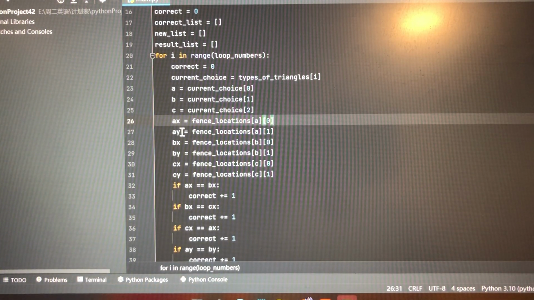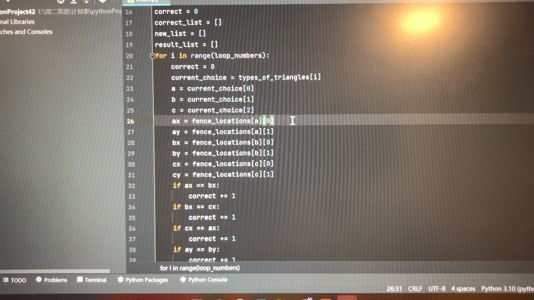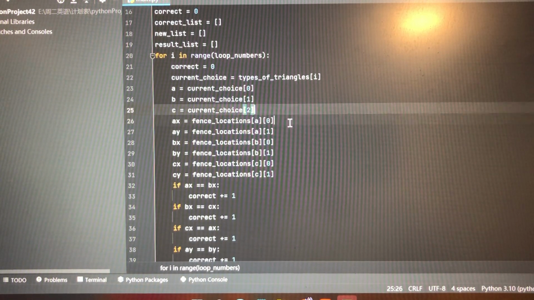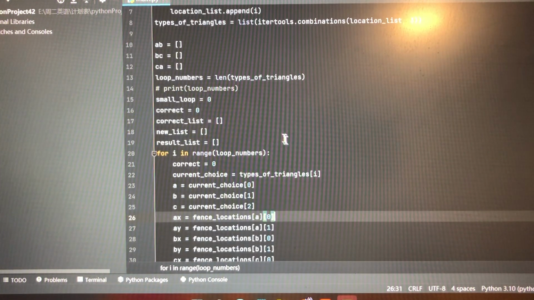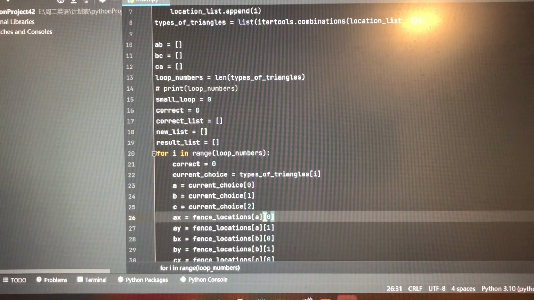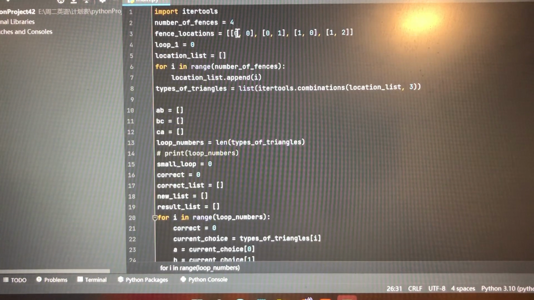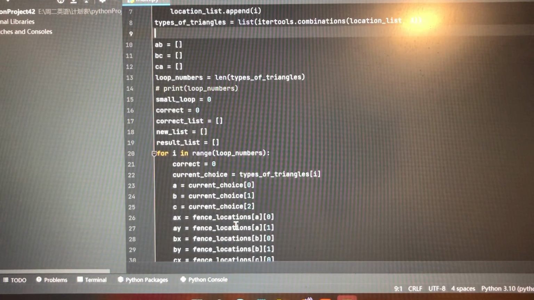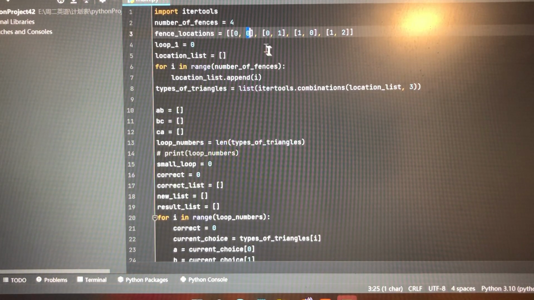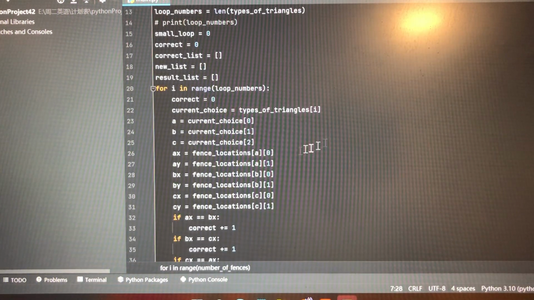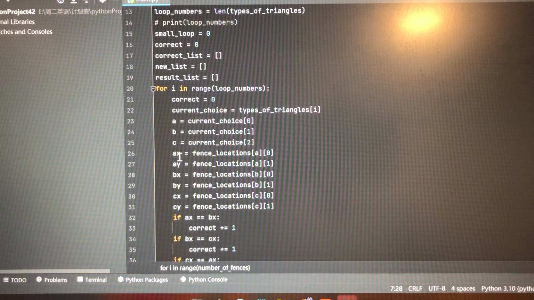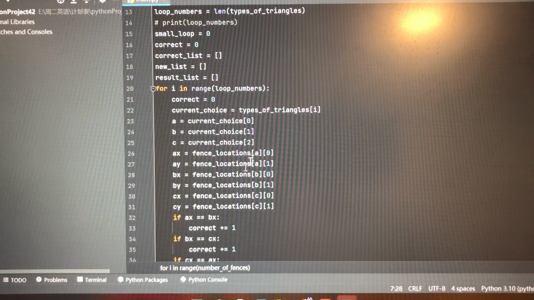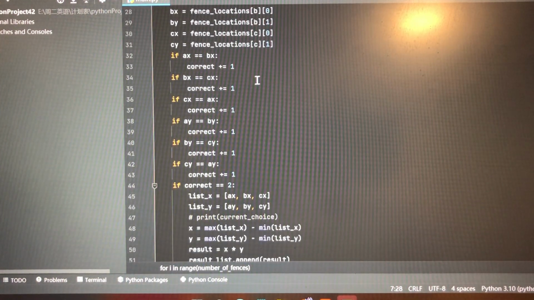And for AX, AY, BX, BY, CX, CY, I put them to replace the X and Y inside every coordinate. For example, A[0] is this part, the 0 in 0, 0. And AY, the A[1], is this 0. Like that, after that I can get all the numbers for the coordinates of the 3 points. And here's how I do it.